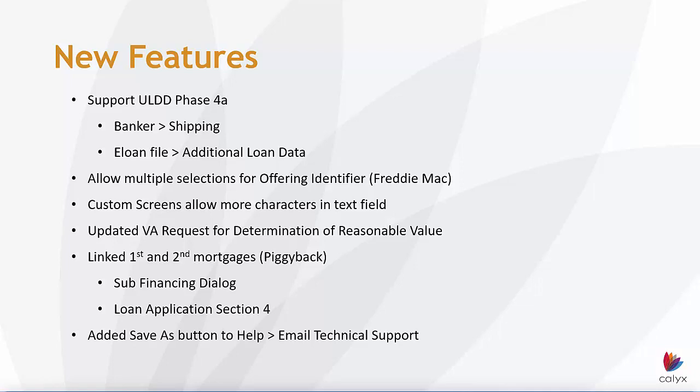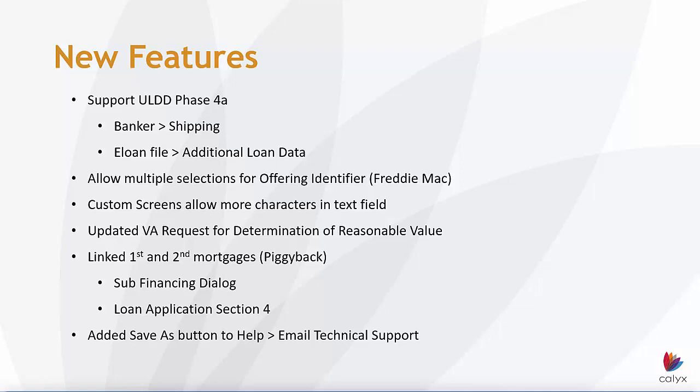I'll show you the updates to the banker and shipping area, as well as the Eloan file, the additional loan data, to show you what we've updated in those screens. We've also updated the Freddie Mac screen. We've allowed multiple selections for an offering identifier. So when we get to that Freddie Mac area, I'll show you that new button, the offering identifier. Our custom screens, we now have an option that will allow you to enter more characters into the text field.